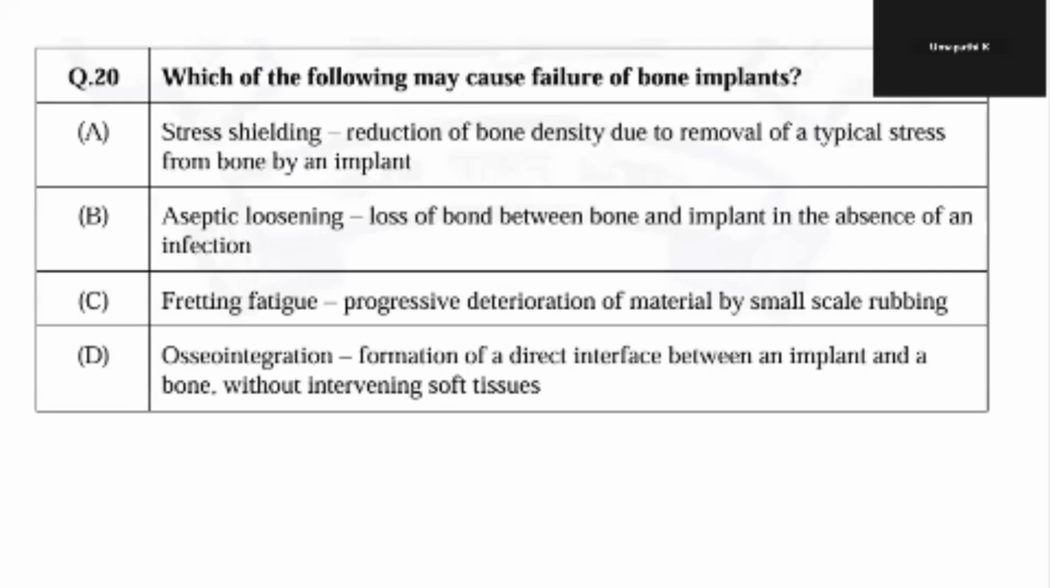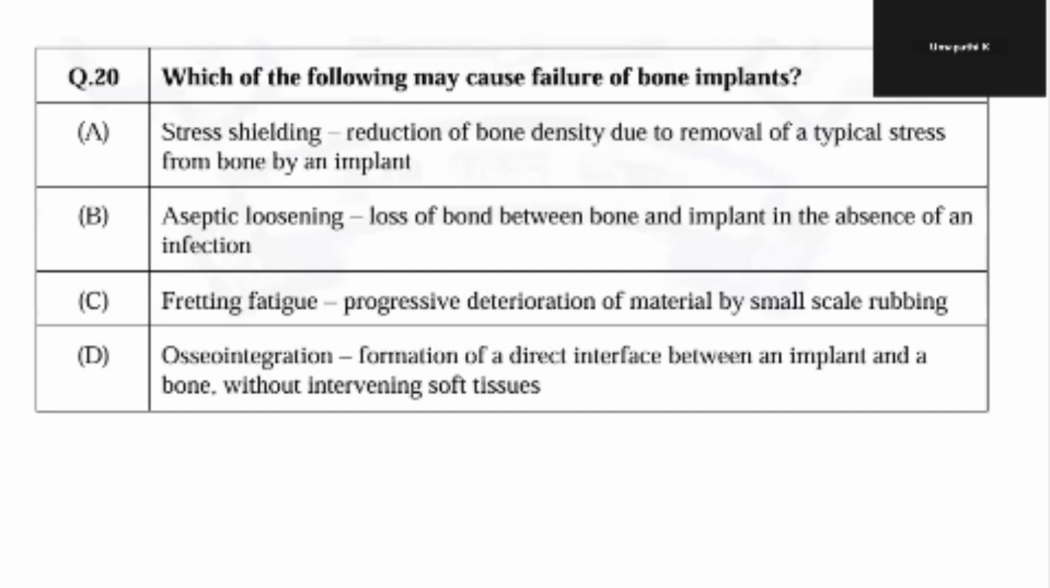Okay, so this may be one answer. These options may be correct for our question. The next one, aseptic loosening. This occurs when the bond between the implant and bone is lost in the absence of infection, often due to micromotion, wear particles, or poor initial fixation. It is a common reason for long-term implant failure. So it looks like it's also the correct answer.